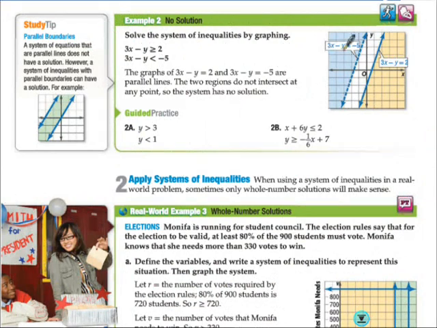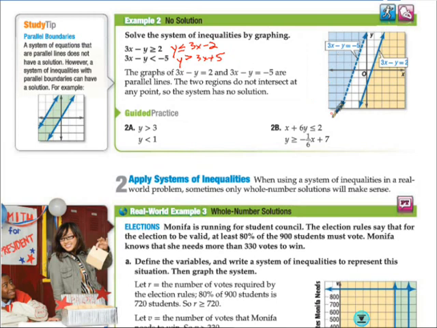So this is an example of what happens when we have a no solution equation. We have both of these. We manipulate these inequalities, and we end up with y. This one is y is less than or equal to 3x minus 2. This one is y is greater than 3x plus 5. So these are the two inequalities we have.